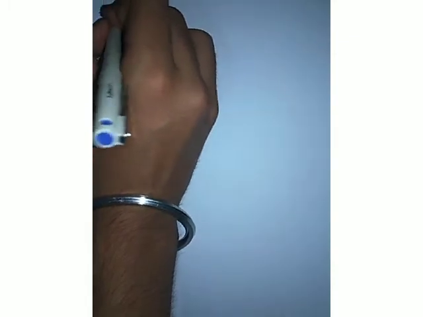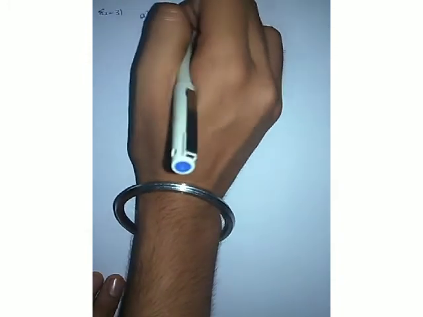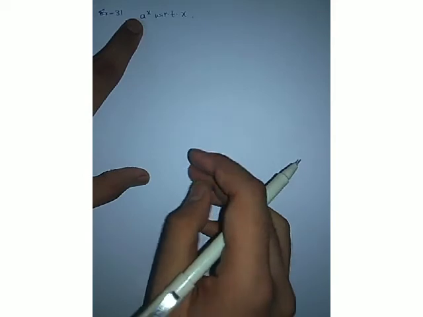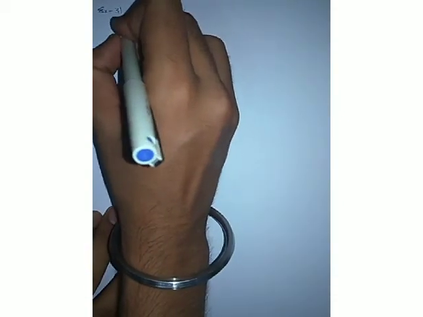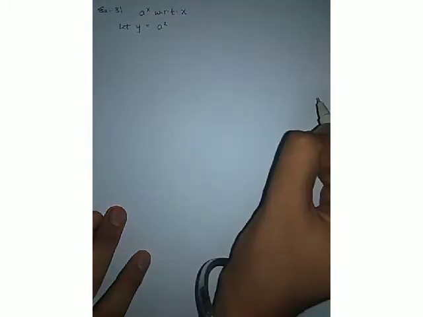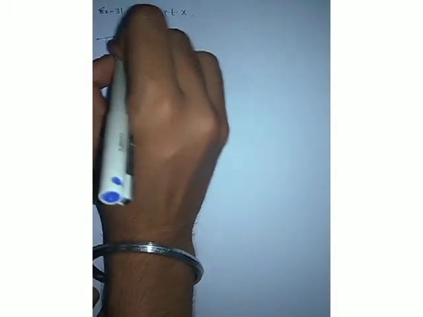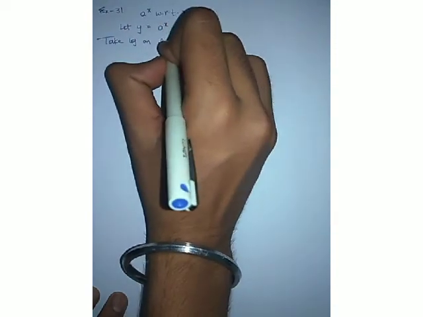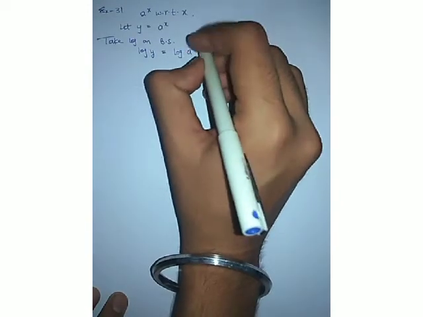Now let's move to the next example, that is example 31. Example 31, we have to differentiate a raised to power x with respect to x. So it's a constant in the base and a variable in the power. We don't know how to differentiate it, so we'll again apply logarithmic differentiation. Firstly, as I have told you in the previous example, let y be equal to the given function, that is a raised to power x. Then there is nothing to be simplified, so take log on both sides. You will get log of y is equal to log of a raised to power x.